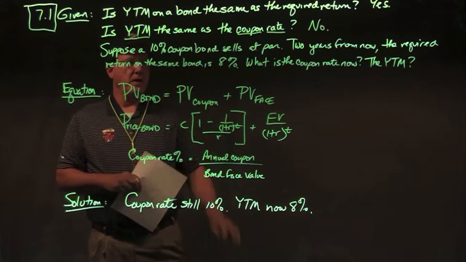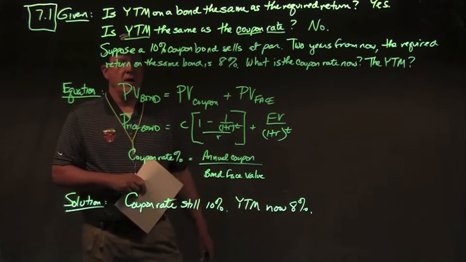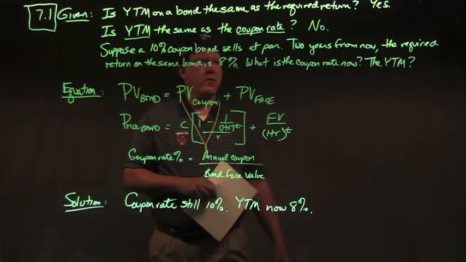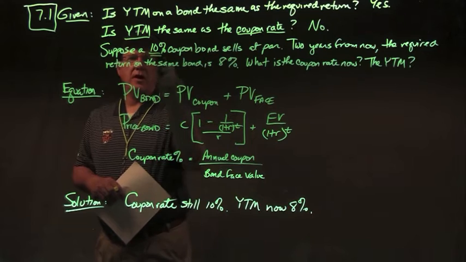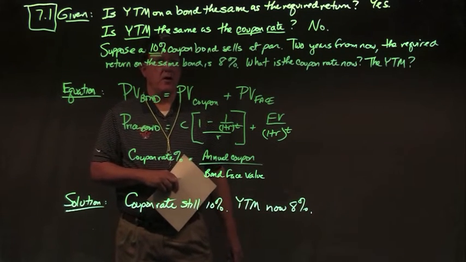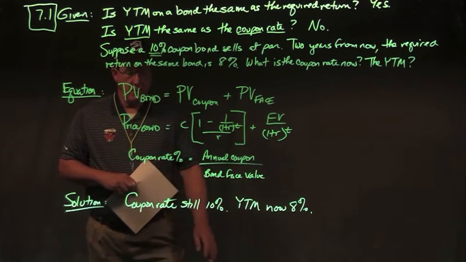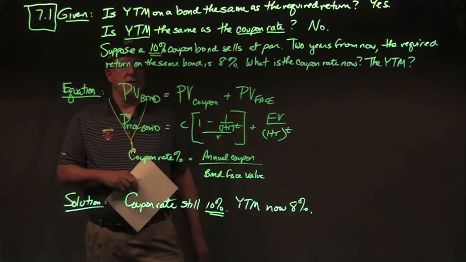Finally, suppose a 10% coupon bond sells at par value. 2 years from now, the required return on the bond is 8%. What is the coupon rate now, and what is the YTM? Well, if you're holding a 10% coupon bond, and it's a 30-year bond, that 10% or $100 coupon will pay out every year for 30 years. That will never change.